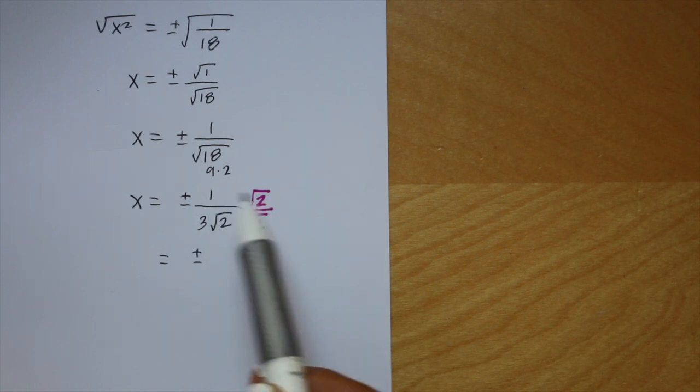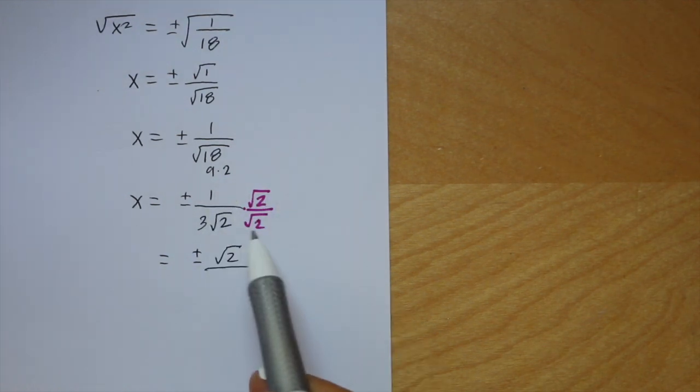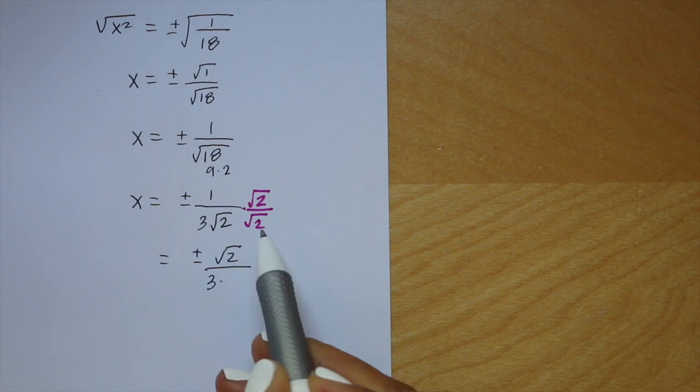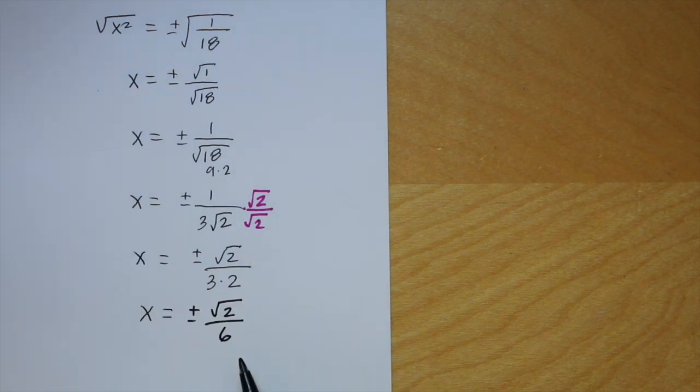So when we multiply across the top, we get square root of 2. And in the denominator, you have 3. Root 2 times root 2 is just 2. So our final answer is plus or minus the square root of 2 over 6.